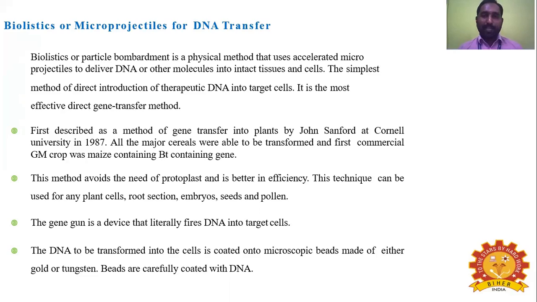This method was mainly used in earlier cases to produce a lot of genetically modified crops, especially maize containing the Bt gene. It also avoids the need for protoplasts, so the transfer is very efficient compared with the others. Plant cells including root sections, embryos, seeds, and pollen can be utilized for gene transfer.